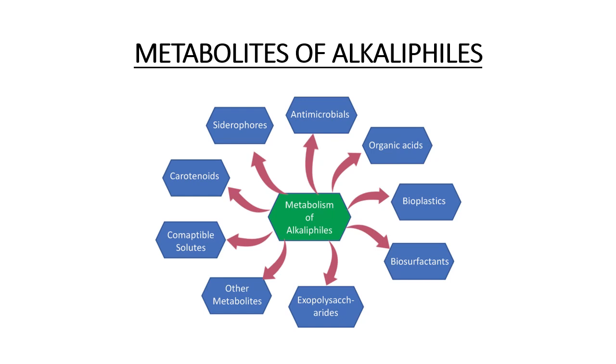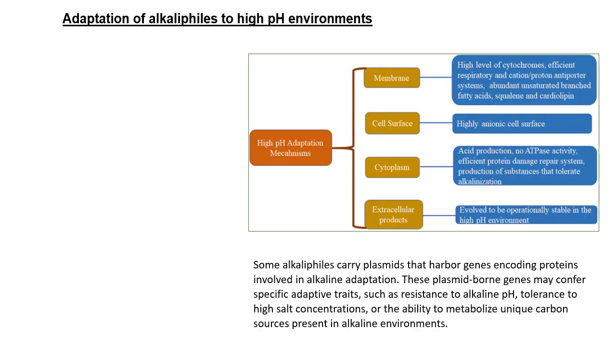Now what is bioplastic? Bioplastic is polyhydroxyalkanoate, PHA. So that is also used in medicine, in biotechnology. So there are different applications of such metabolites of alkaliphiles, and that's the reason why we isolate them and we study them for our need, the metabolites that alkaline bacteria or alkaliphiles produce.